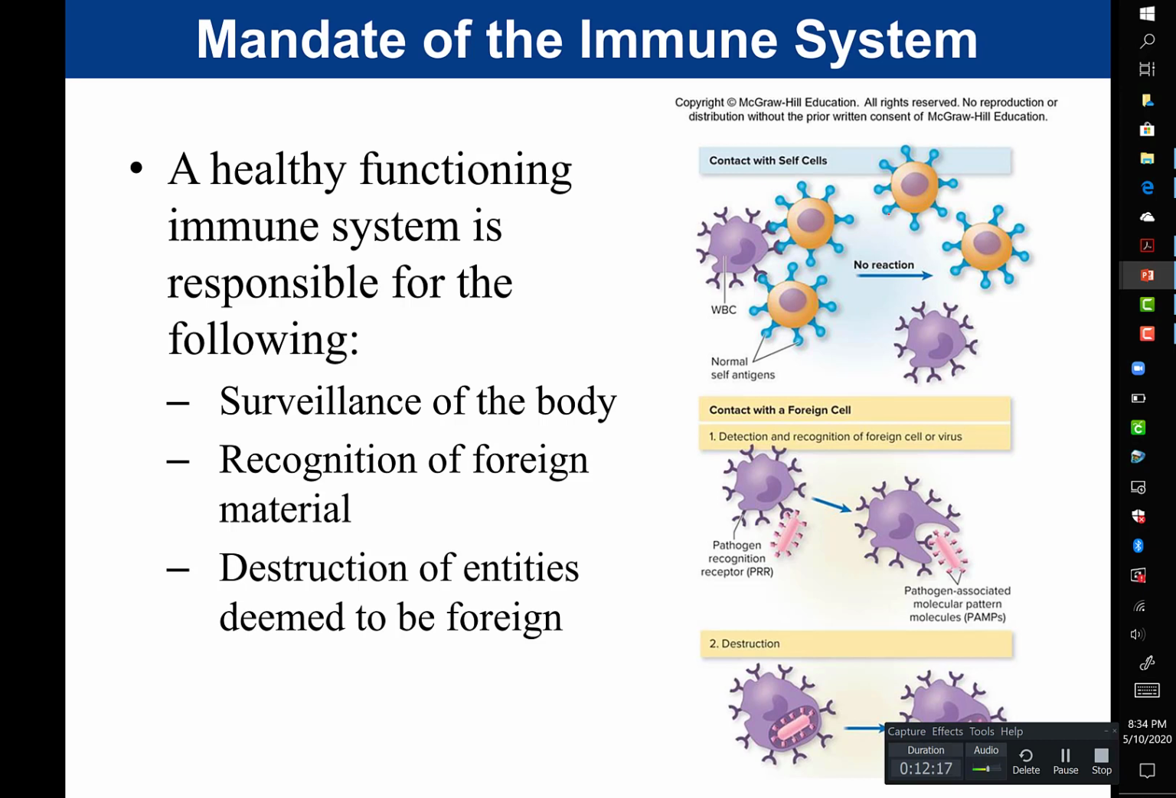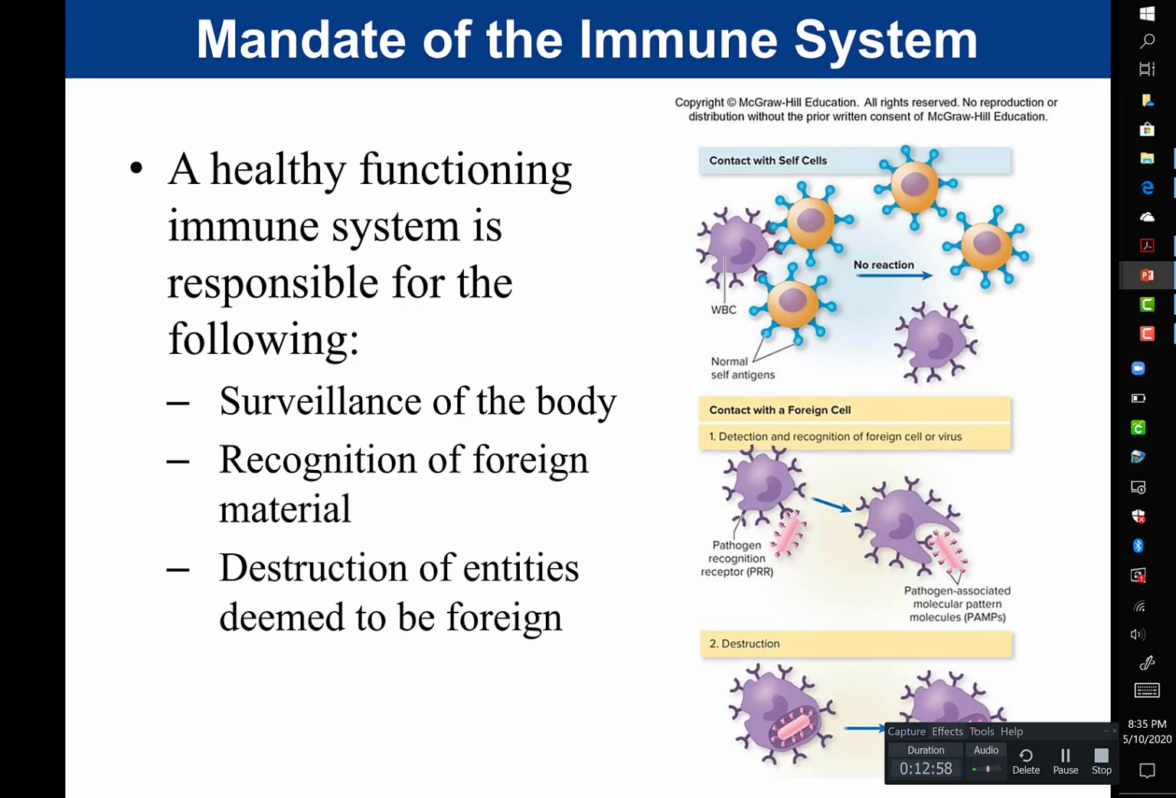However, if we have contact with a foreign cell, the white blood cell has this pathogen recognition receptor, what we call PRR, and it recognizes a molecule on the surface of the pathogen. That molecule on the surface of a pathogen is referred to as a pathogen-associated molecular pattern molecule, or PAMPs. And so the receptor is going to recognize those PAMPs, which basically tells the immune system that that cell is foreign and that that cell should be targeted for destruction.